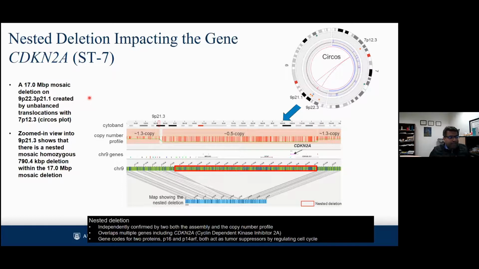Here, what we're trying to show is a mosaic homozygous deletion of CDKN2A. The circos plot on the top right shows chromosomes 7 and 9 with an unbalanced translocation, which was indicated in the OGM, and the high resolution of the nested deletion, which you can see on the copy number profile with approximately 1.3 copy number state for that particular gene. And this is a result of an unbalanced 7 to 9 translocation and an additional nested deletion.